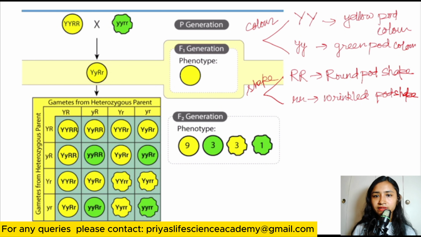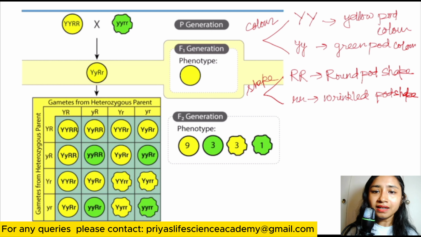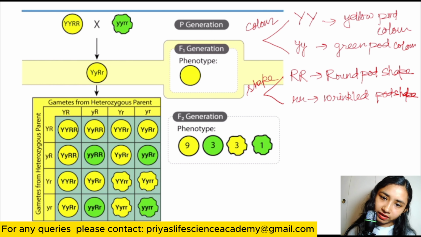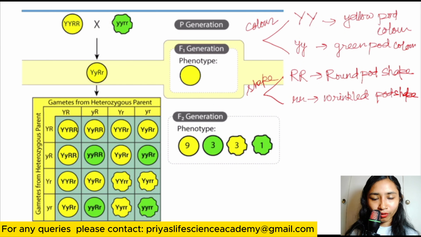Here capital Y is responsible for yellow pod color, small y responsible for green pod color. From here you can understand that capital Y, the yellow pod color, is dominant over small y green pod color, and capital R is for round pod shape and it is dominant over small r wrinkled pod shape. So this is the scenario.